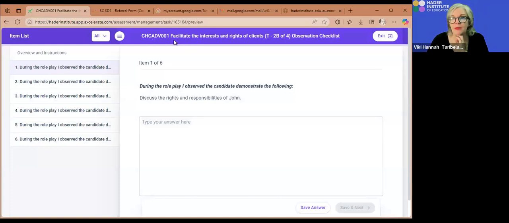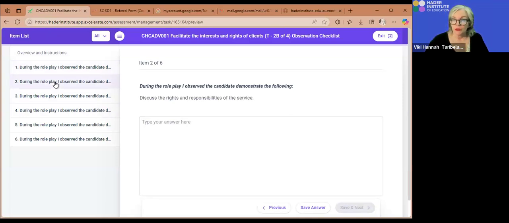So you'll see up here, it says T2B. B means it's an observation checklist, and that's for the assessors. So how do we mark you? We mark you like this. So with this assessment, it says during the role play, I observed the candidate or learner, that's you, demonstrate the following. They discuss the rights and the responsibilities of John. Now, it's in the instruction, and you will apply that, and that means we can mark one off. Yes, the learner did do that.